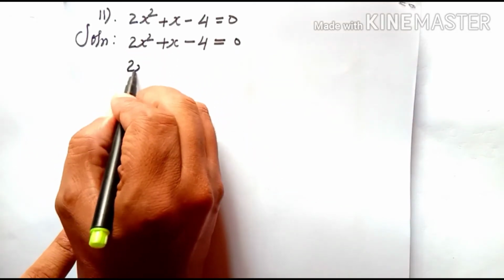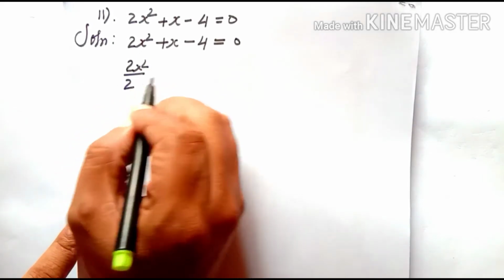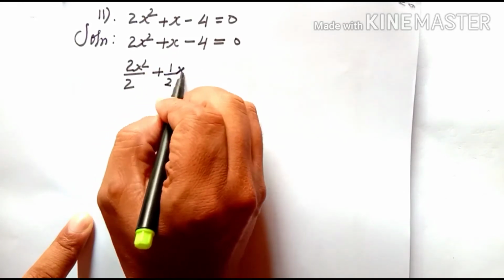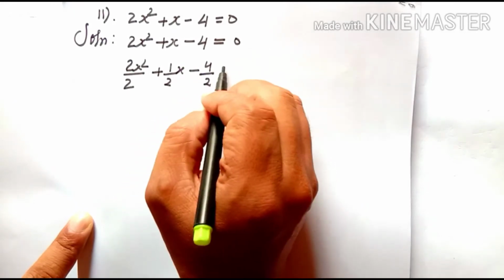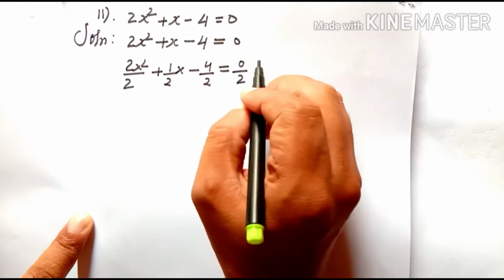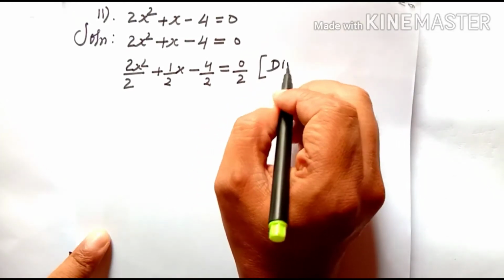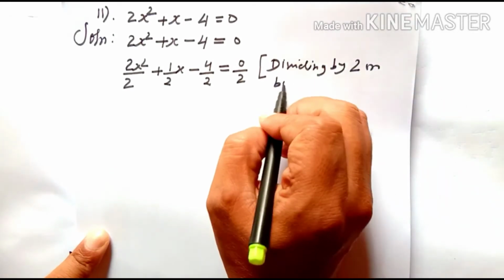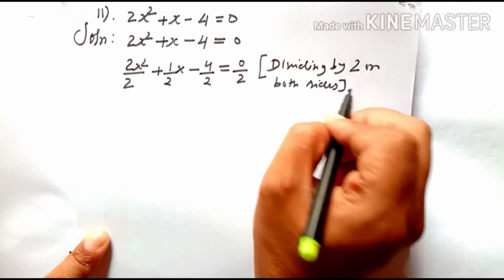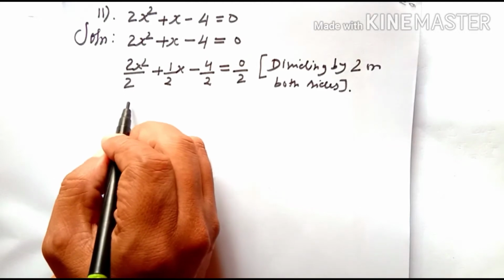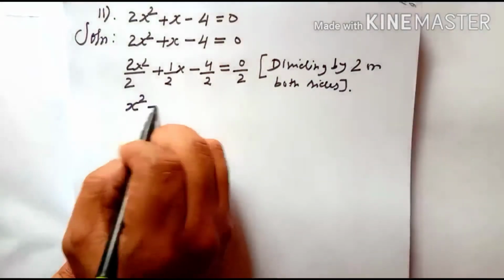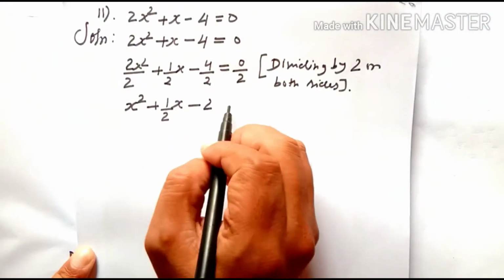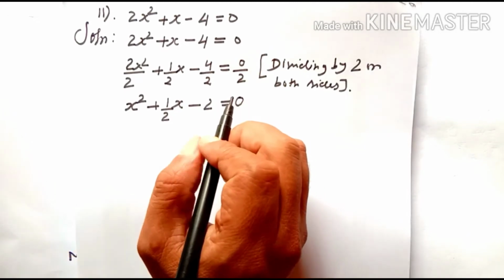So we get here 2x squared divided by 2, plus the coefficient of x, we have 1, so dividing by 2, x, minus 4 divided by 2, which is also equal to 0 divided by 2. Give the reason: what we did was dividing by 2 on both sides. After that, the 2 you can cancel, so we are left with x squared plus 1 by 2 x minus 2, which is also equal to 0. That is the first rule.